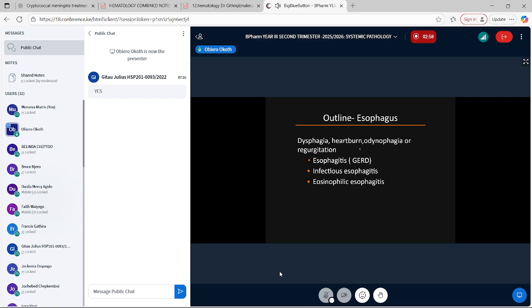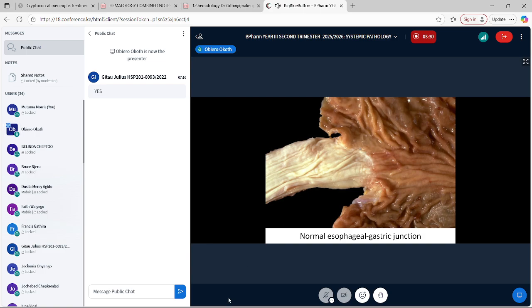And if you have a patient who has dysphagia, they can have heartburn, but they're also presenting with some pain on swallowing, that is odynophagia, or they're having regurgitation, then think of esophagitis. Most commonly it is reflux esophagitis or gastroesophageal reflux disease. Think of infectious esophagitis, and also think of eosinophilic esophagitis. So that's how we are going to go through the esophageal lesions based on the main symptom.